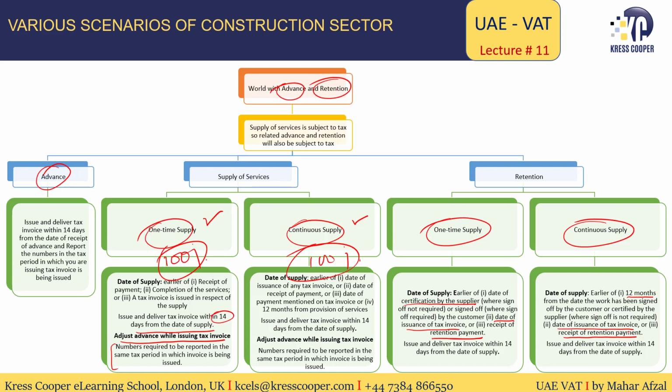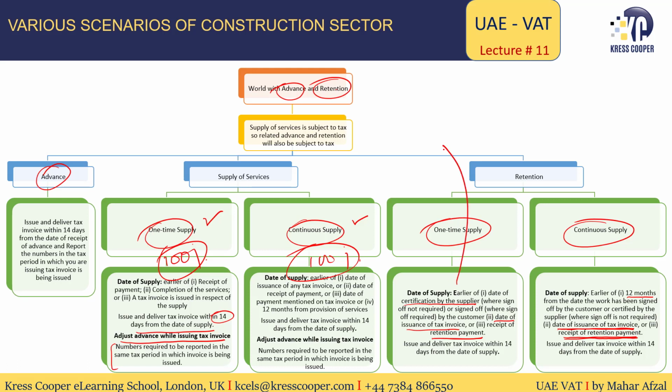In case the contract requires sign off from the customers, then the date of supply of the retention will be the earlier of 12 months from the date of sign off, the earlier of the date of issuance of tax invoice, and the earlier of receipt of retention payment. Out of these three things, whichever comes first will be considered the date of supply of retention, and the supplier or contractor will be liable to issue a tax invoice within 14 days.